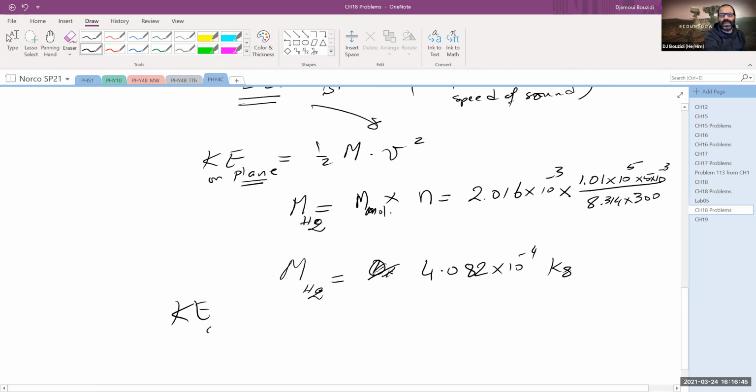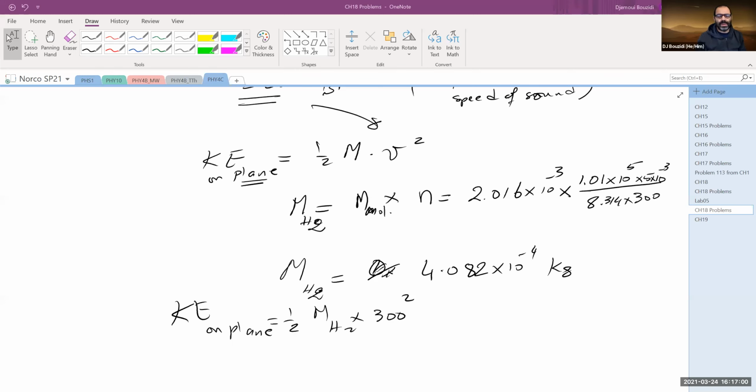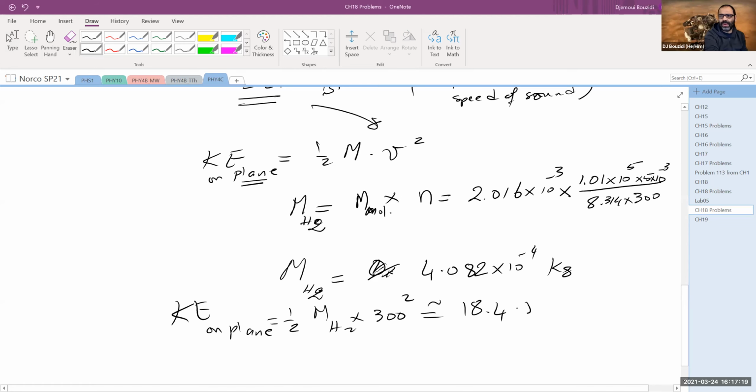So the kinetic energy on the plane of this same gas, while it's moving at 300 meters per second, which is a lot of speed by the way, is this mass of H2 times 300 squared divided by 2, because they tell us the plane is moving at 300 meters per second, which is a subsonic plane. That means it's moving slower than the speed of sound. So I'm going to take this mass, multiply it by 300 squared, and divide the whole thing by 2. That should give me roughly 18.4 joules.